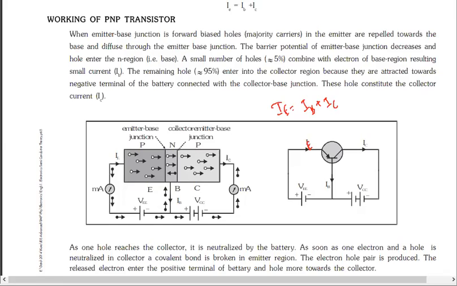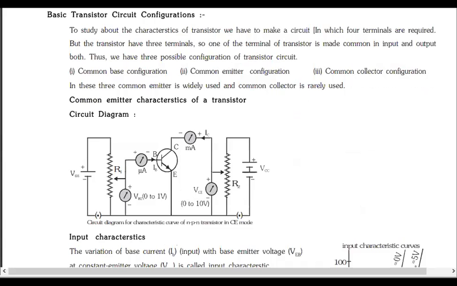So we completed the first topic, which was construction and working principle. Now when we talk about the configuration, I told you that depending on the common junction, we have different types of configuration. Now think about it, in this circuit, which junction is common to the other two junctions? Tell me, what do you think?